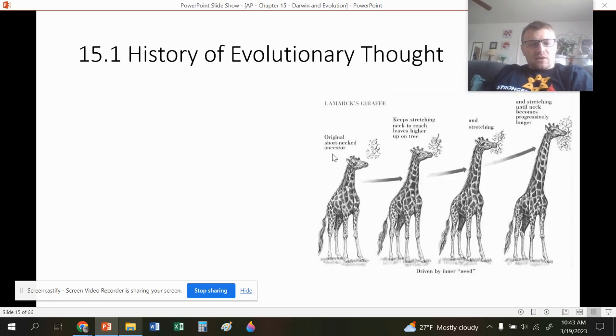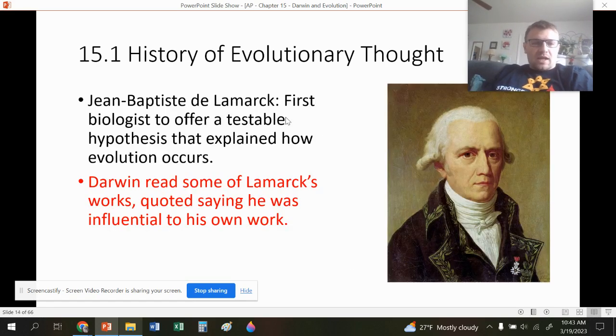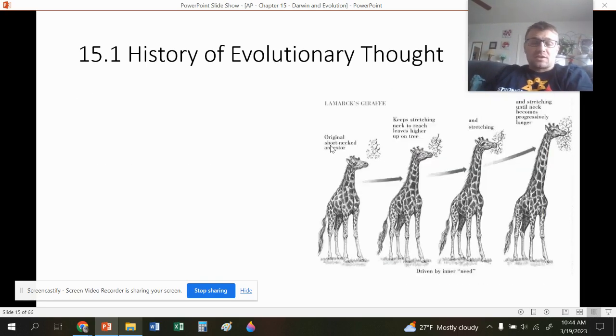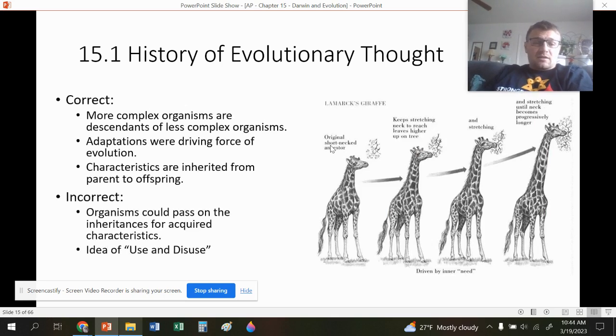And one more scientist that we want to cover before we get into Darwin is Jean-Baptiste de Lamarck, and you can tell he's French. He was the first biologist to really offer a testable explanation for how species change. And Darwin actually wrote that Lamarck's understanding gave him his understanding of evolution.